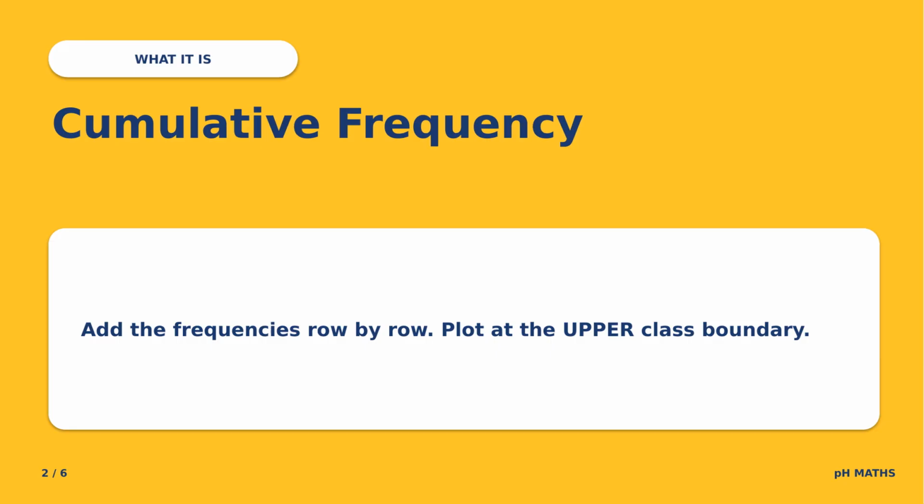Definition. The cumulative frequency at any class boundary is the running total of all the frequencies up to and including that boundary. So if the first class has a frequency of 5 and the second has a frequency of 8, the cumulative frequency at the end of the second class is 13. Adds up class by class.